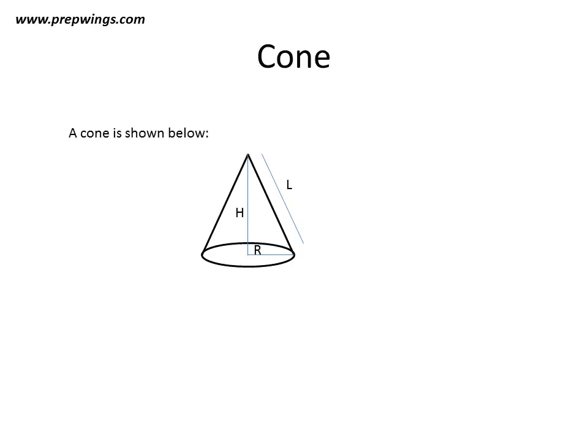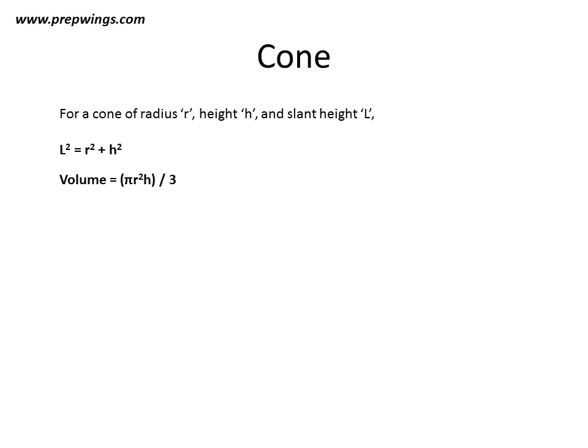Now a cone is shown over here. A cone has a radius r, a height h and a slant height l. If you look at it, h, r and l form a right angle triangle. So we can say l square is equal to r square plus h square, where l is the slant height, r is the radius of the cone and h is the height of the cone. The volume of a cone is given by the formula pi r square h by 3.